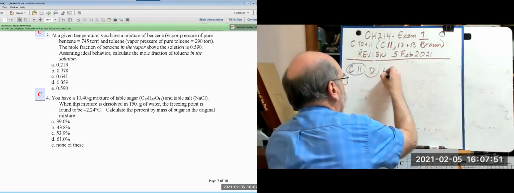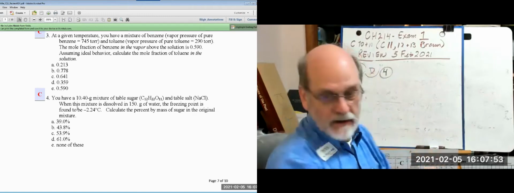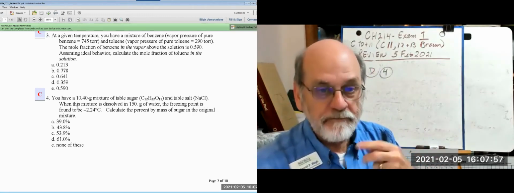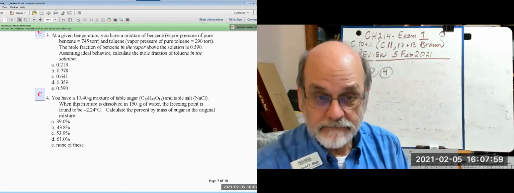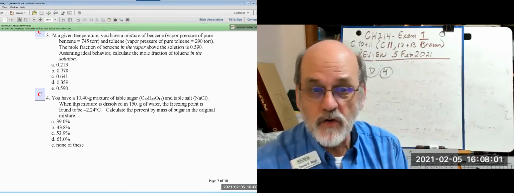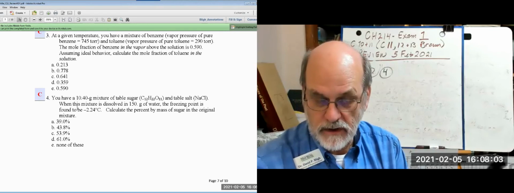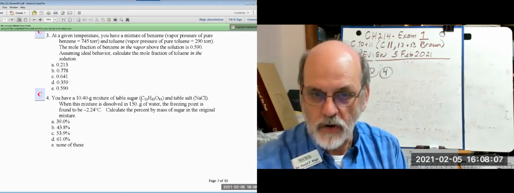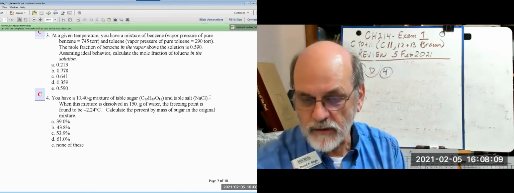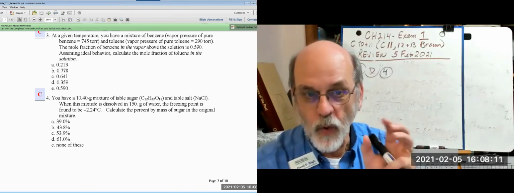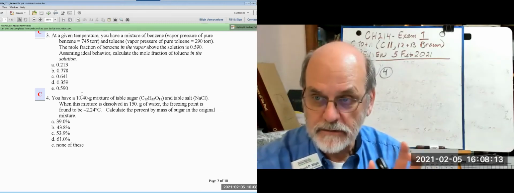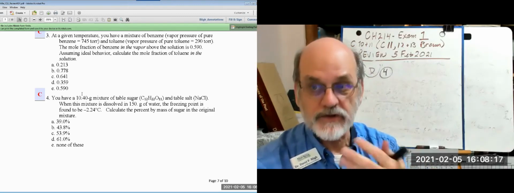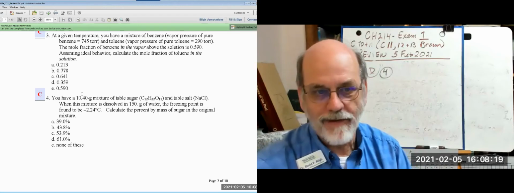Number 4. Okay. Let's read number 4. You were given 10.40 gram mixture of sugar and salt. So sucrose and sodium chloride together weigh 10.4 grams. So we don't know what the composition is. We just know that the total is 10.4 grams.